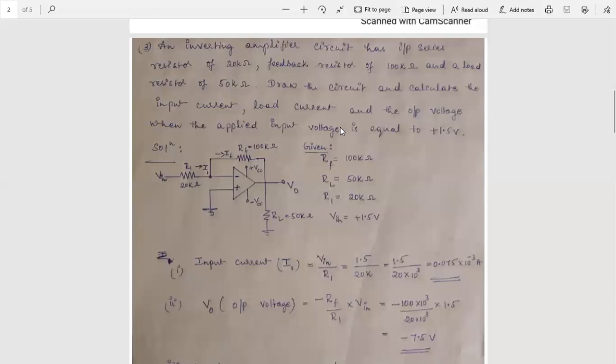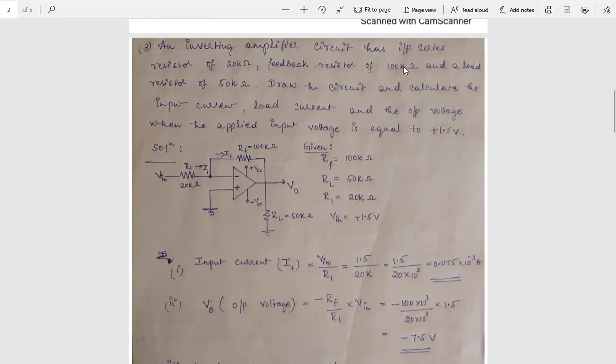So now we will solve some problems based on inverting and non-inverting amplifier circuit. Okay, so an inverting amplifier circuit has input series resistor of 20 kilo ohm, feedback resistor of 100 kilo ohm and a load resistor of 50 kilo ohm. Draw the circuit and calculate the input current, load current and the output voltage when the applied input voltage is equal to plus 1.5 volt.